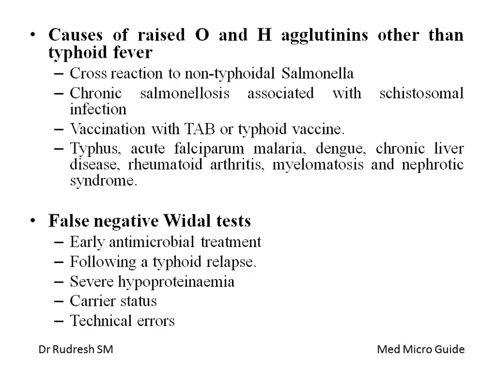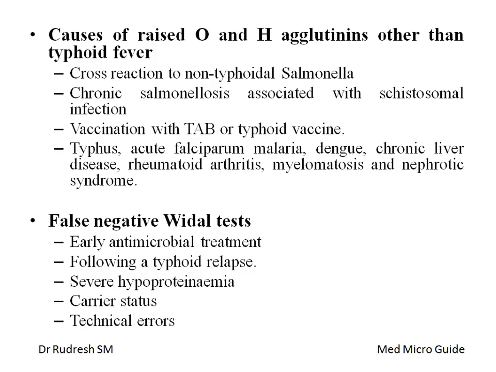There can be a false positive Widal test in case of non-typhoidal salmonella infection, and also in case of chronic salmonellosis associated with schistosomal infection. It can also occur in case of vaccination with the TAB vaccine or typhoid vaccine, and in some infections like typhus fevers, acute falciparum malaria, dengue, chronic liver disease, rheumatoid arthritis, myelomas and nephrotic syndrome, where we can see false positive results.